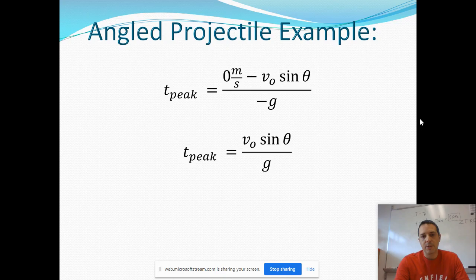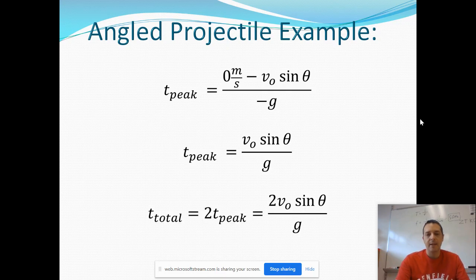Working with this equation, we're just going to simplify it by getting rid of the negatives, and then the initial velocity, and just say our time to the peak is our initial velocity times sine theta divided by acceleration due to gravity. And since our total time is twice our time to the peak, we can just multiply that by 2, and our answer then would be 2 times initial velocity sine theta divided by acceleration due to gravity. And that is how long it would take any projectile to rise up and come back down to the ground if it's launched at an angle.